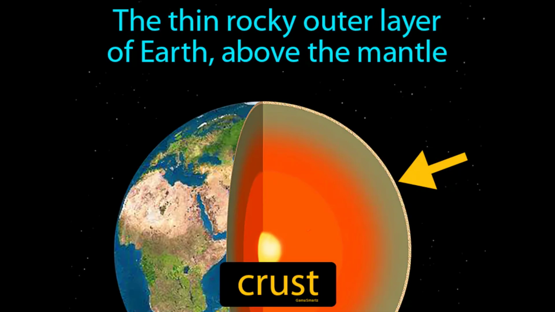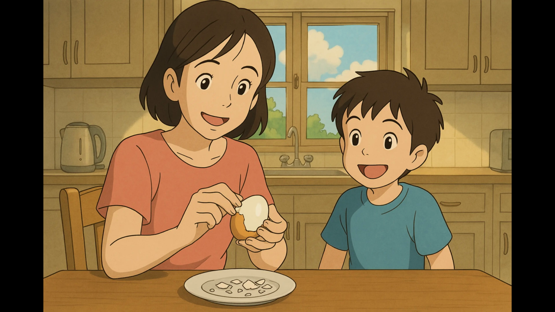The thin, rocky outer layer of Earth, above the mantle, is called the crust. The crust is the hard outer shell of the Earth where we live. Imagine trying to peel a hard-boiled egg without breaking the delicate white underneath. Just like the thin shell that covers and protects the egg, Earth's crust is the thin, rocky layer that sits above the more robust mantle.